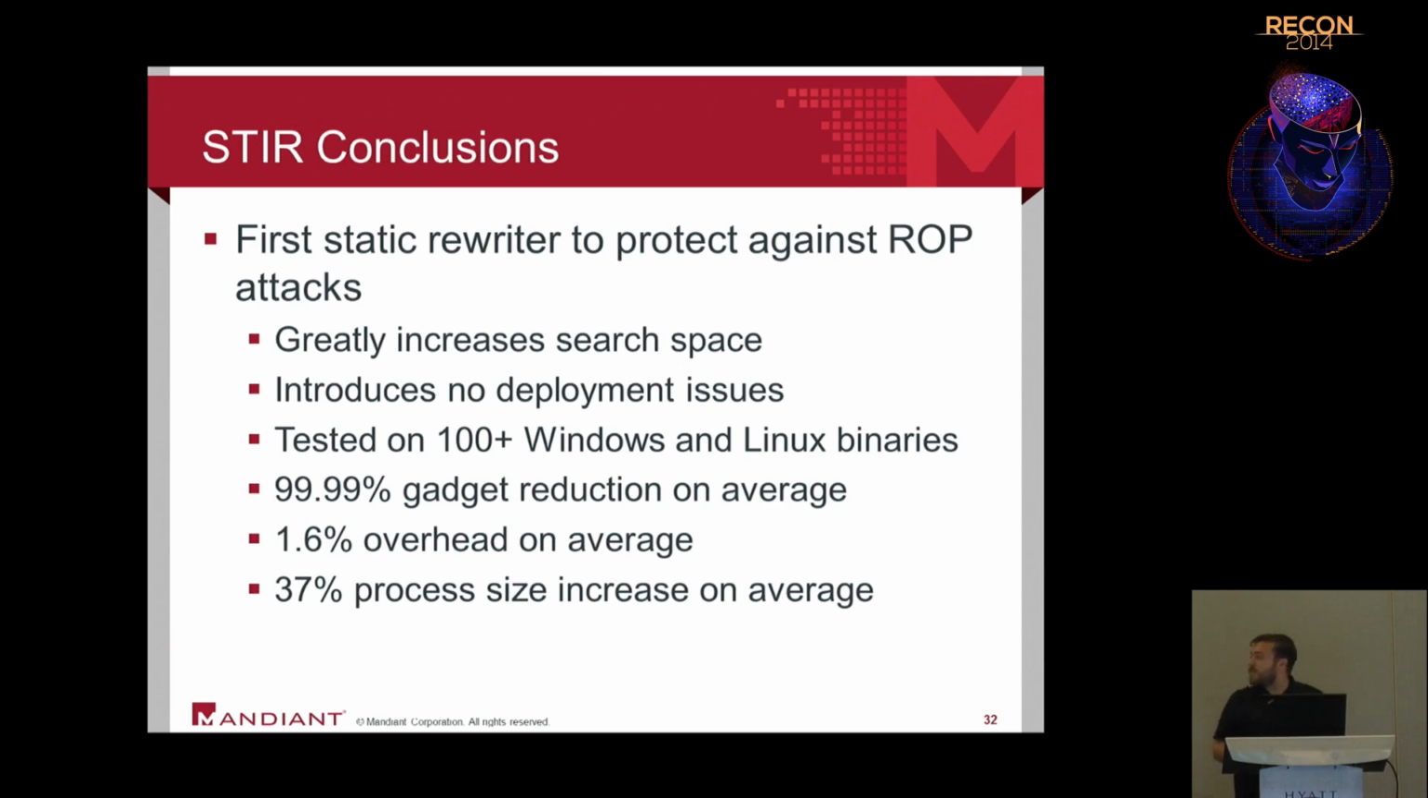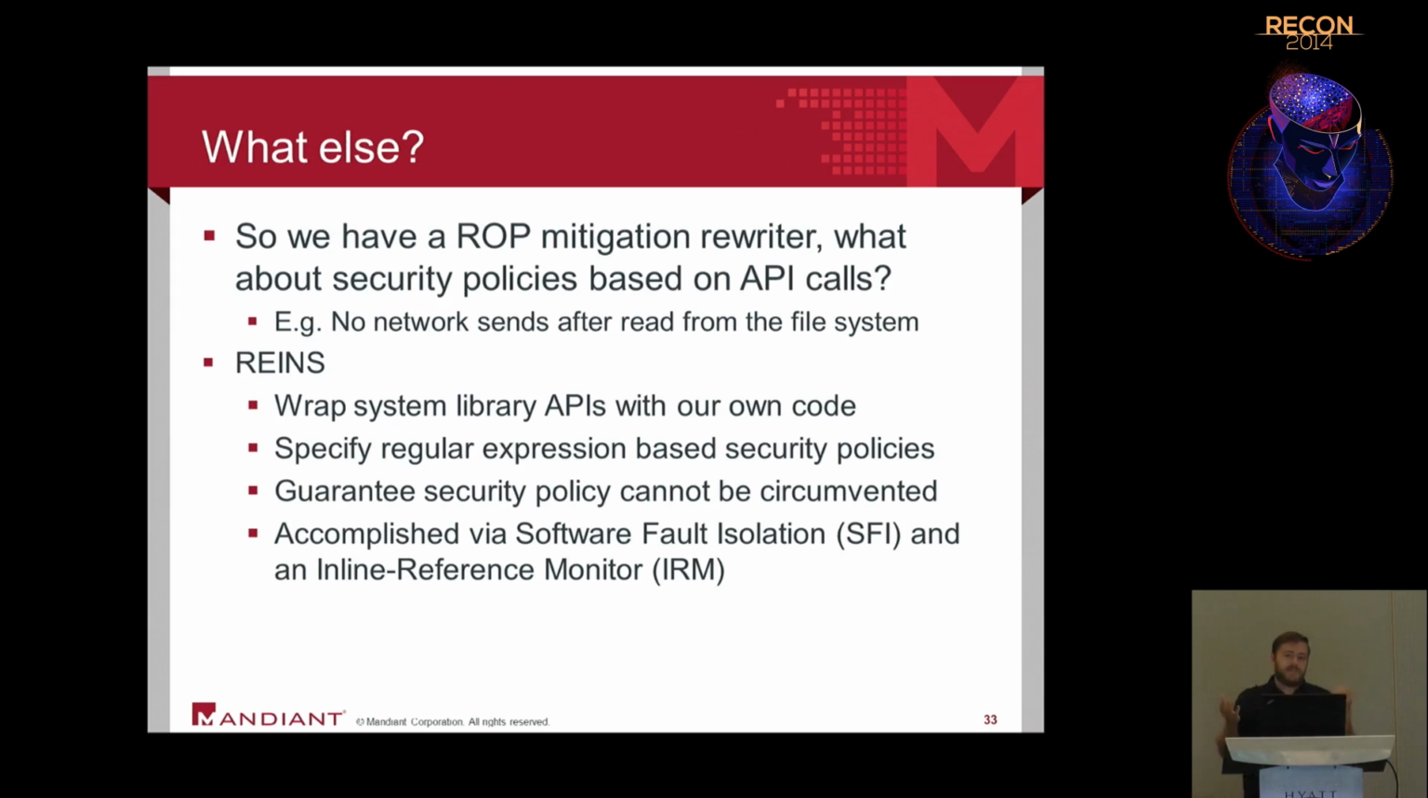So that's about it for Stir. Like this first static rewriter to protect against ROP attacks, we greatly increased search space, and we got this working for Windows and Linux with very low overhead and almost 100% gadget reduction. So we were really happy with our results there. However, we basically came up with a generic binary rewriting technique. So what else could we do with this?